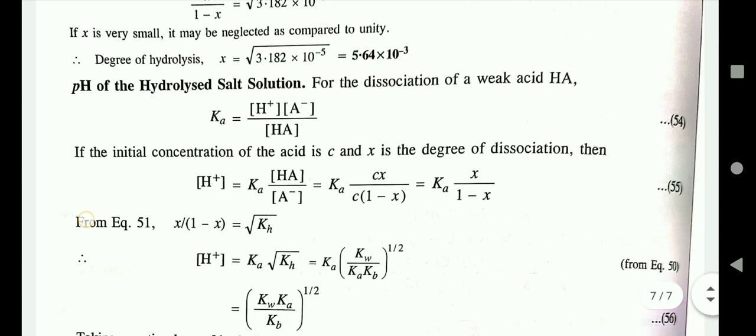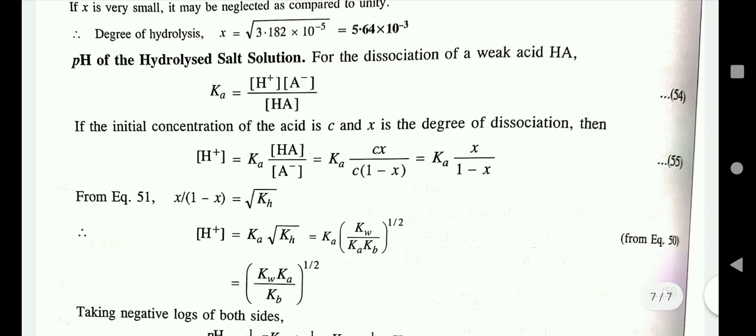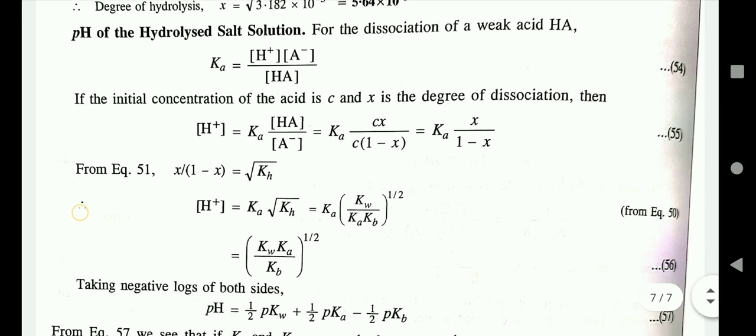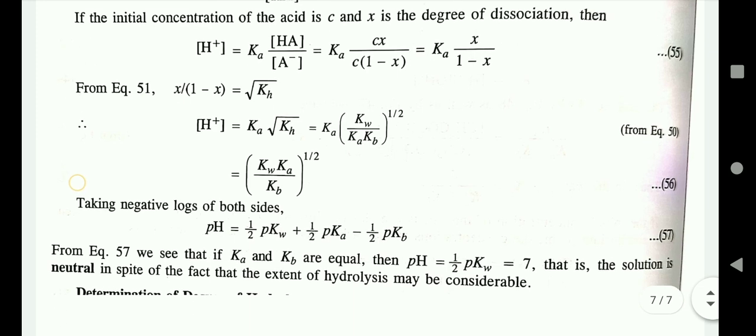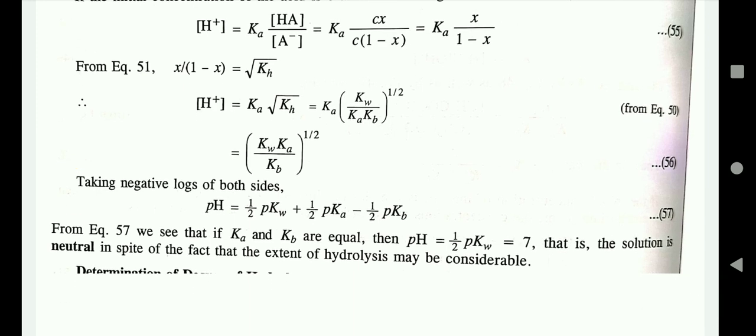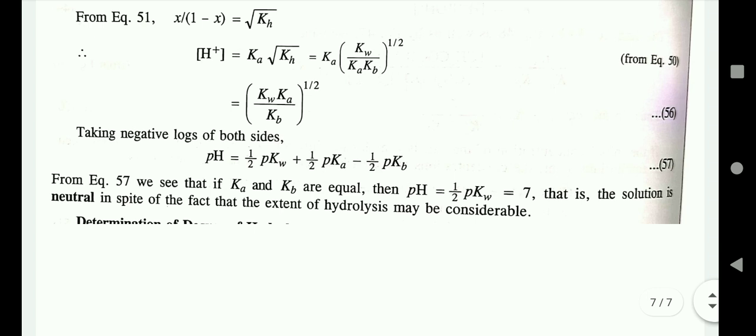pH of the hydrolyzed salt. K is equal to the concentration of H⁺ and the acetate ion divided by the acid. pH is equal to half of pKw plus half of pKa minus half of pKb. If pKa and pKb are equal, then the pH is equal to half of pKw, which is equal to 7. The solution is neutral in spite of the fact that the extent of hydrolysis may be considerable.